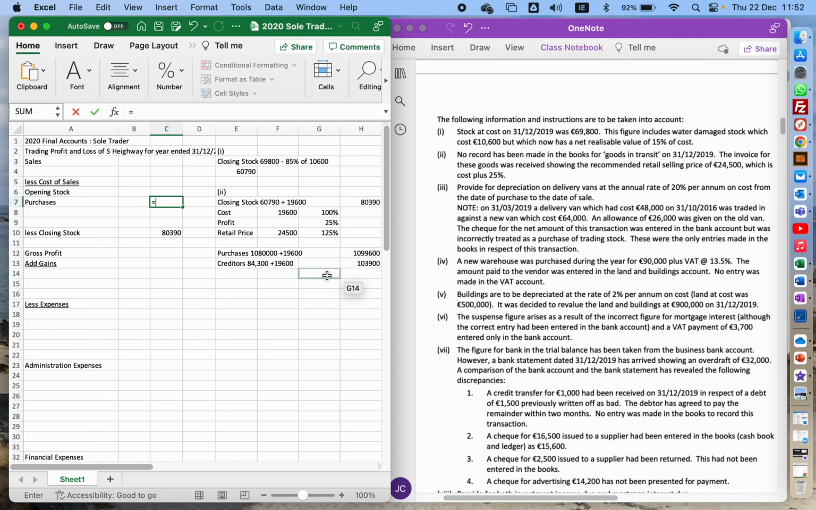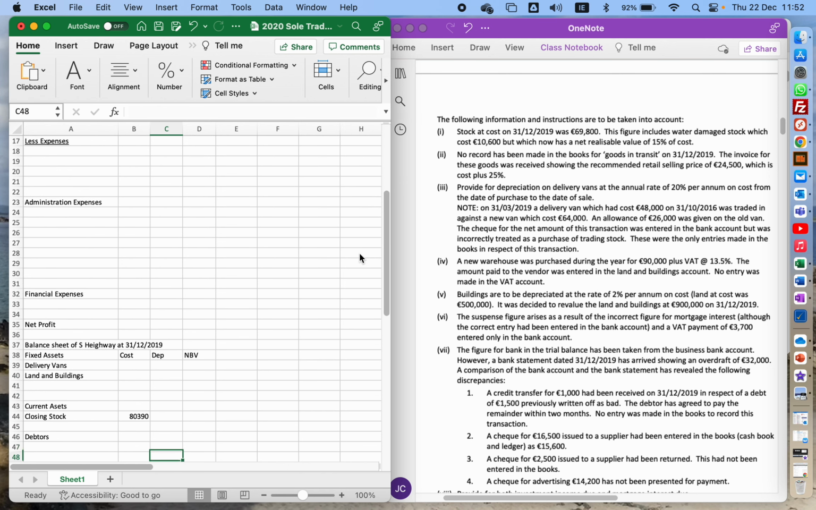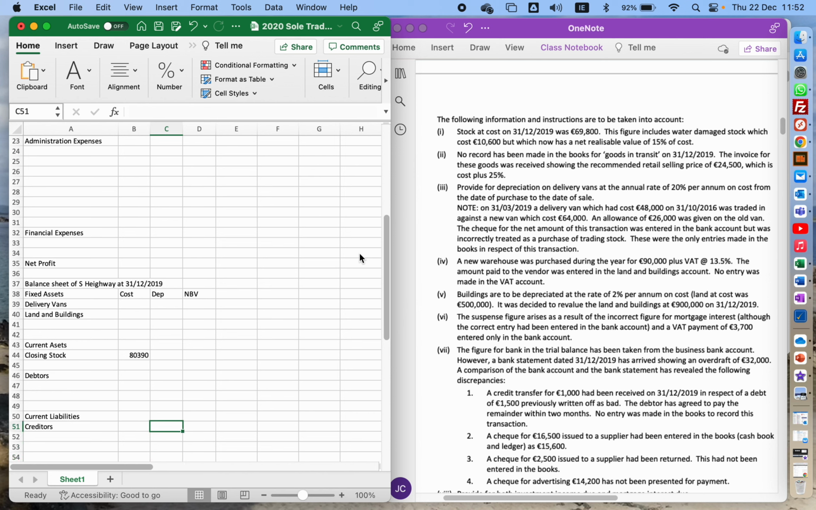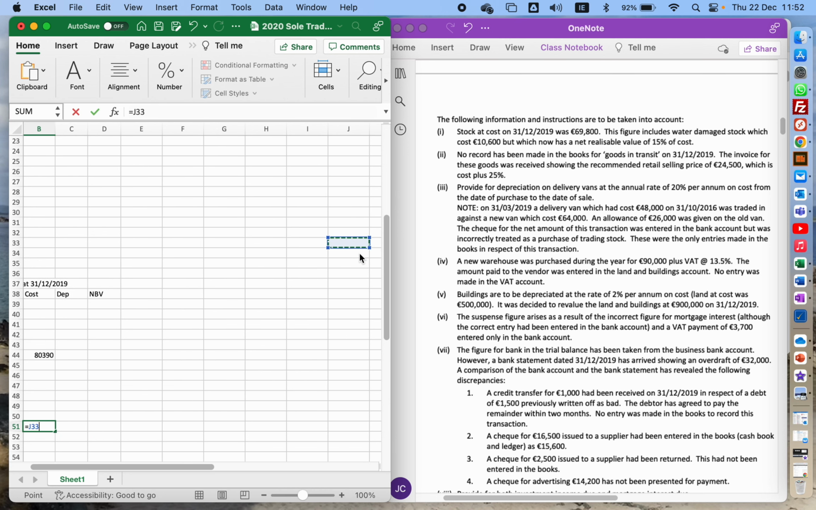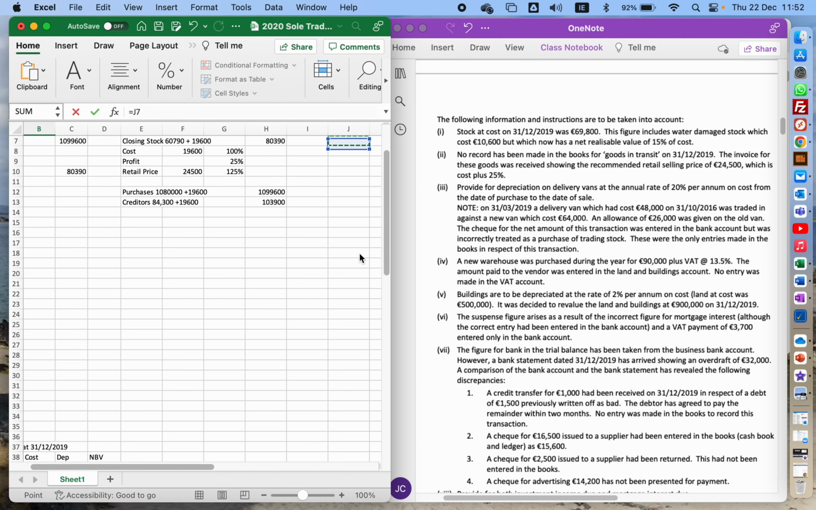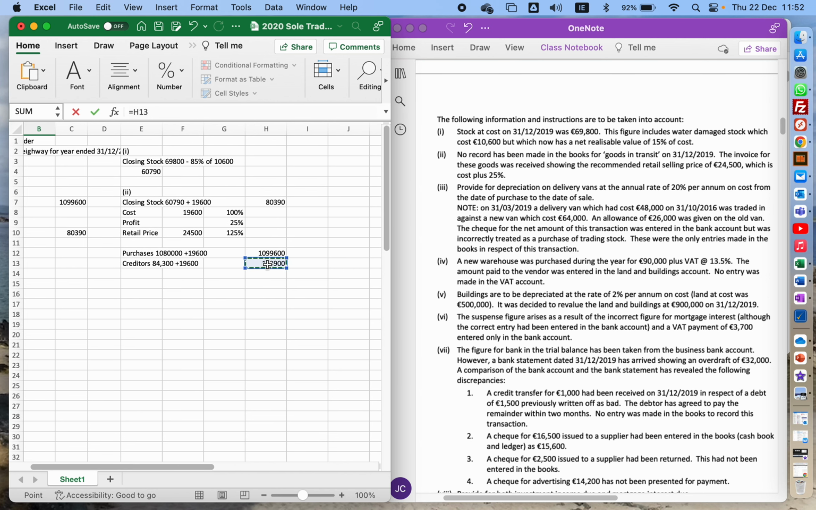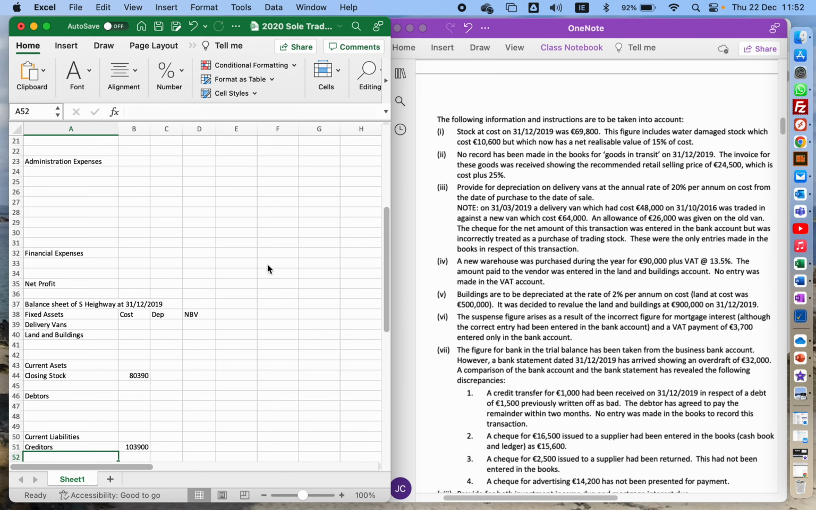So the purchases figure goes there. The creditors figure, that's down to current liabilities. No, wrong number. Creditors is this number here. Okay, so that's the figure that goes in current liabilities.